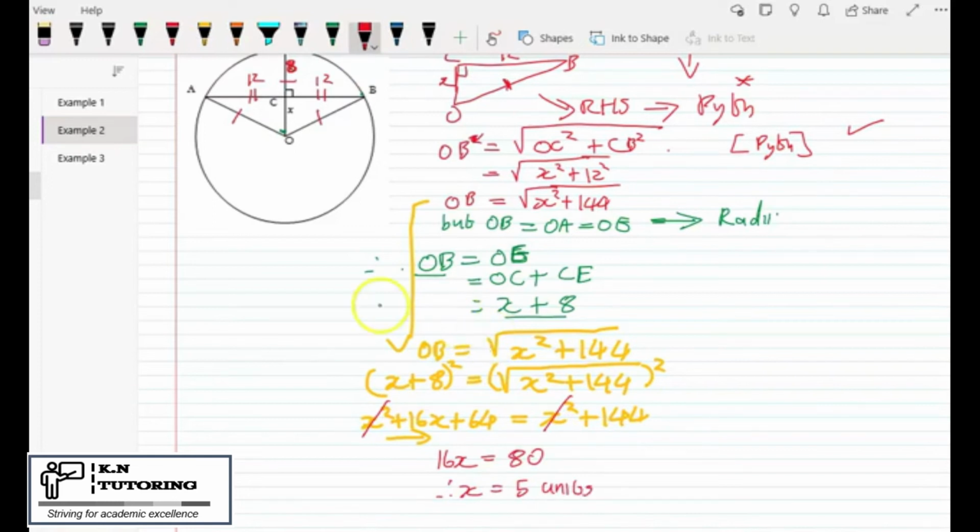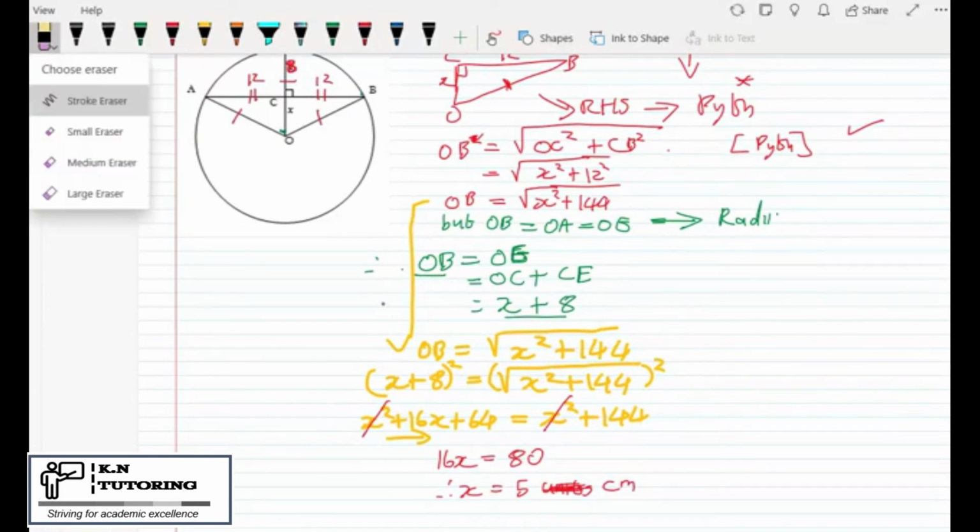But wait, is it units or is it centimeters? Oh, so it's centimeters because we were given there that it's centimeters. So if they don't specify, you write units. But if they give you meters, you write meters. If they give you centimeters, you write centimeters.